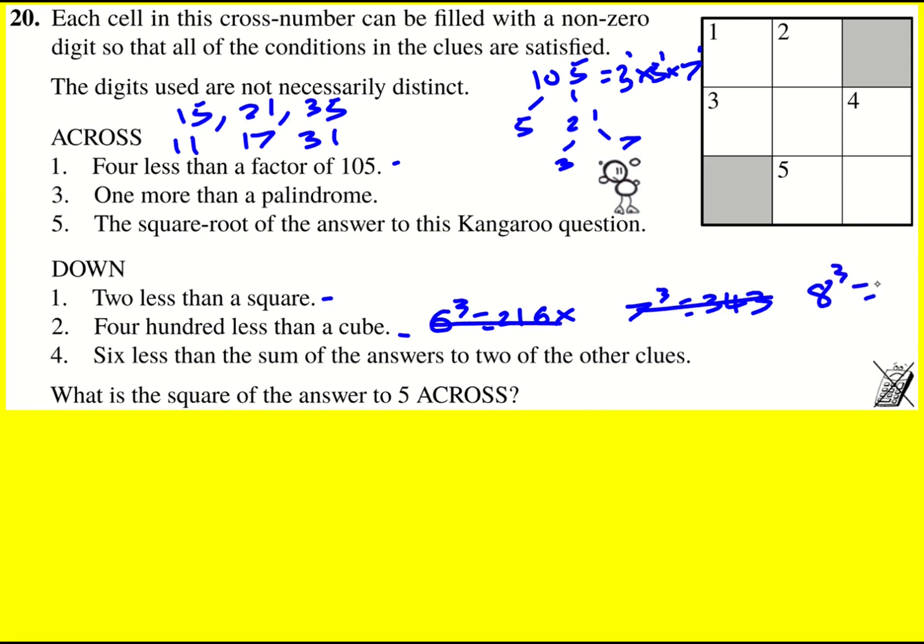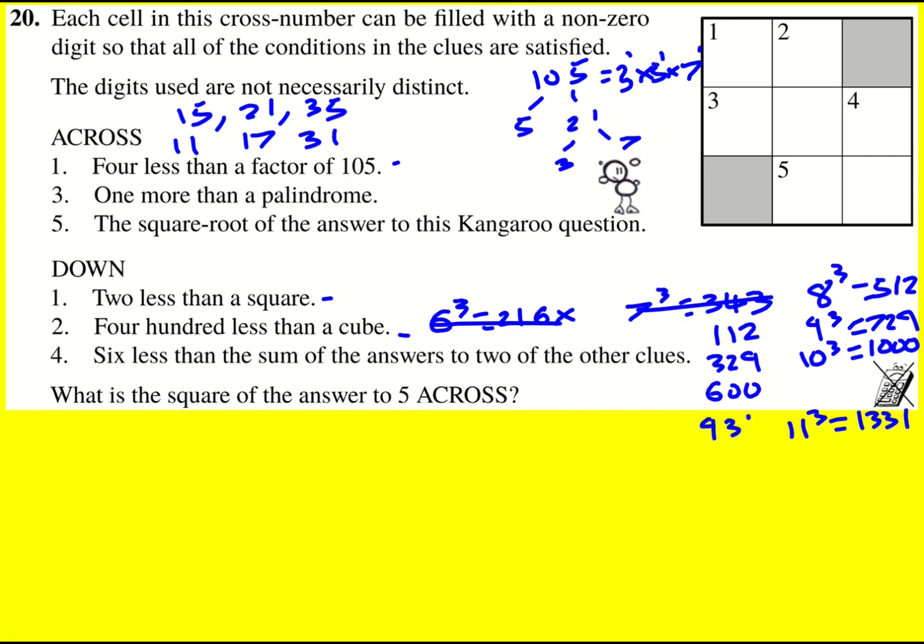Right, 8 cubed though, that's 512. 9 cubed is 729. 10 cubed is 1000. 11 cubed is 1331. In all these cases, if I do 400 less, then it might work out. I've got 112 from the 512. I've got 329. I've got 600 and I've got 931. Right, I can reject the 600 because it ends in a 0, and it says the digits are non-zero.